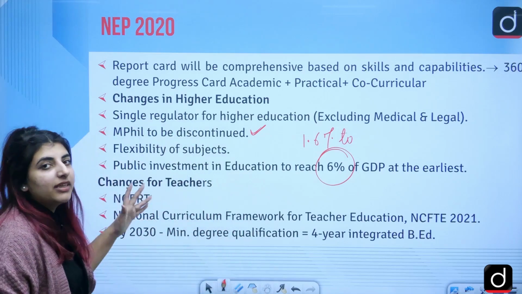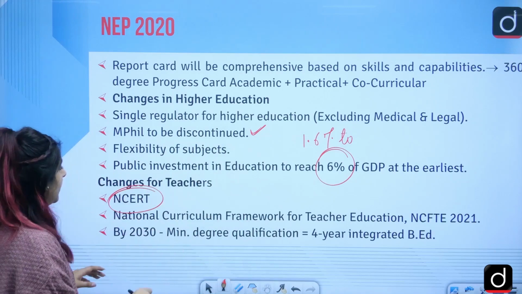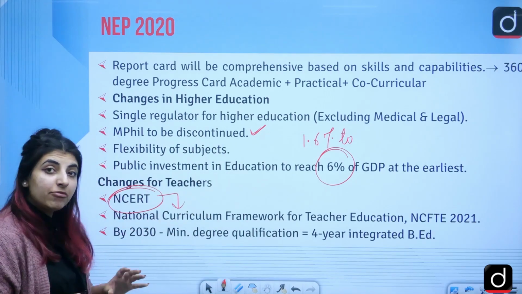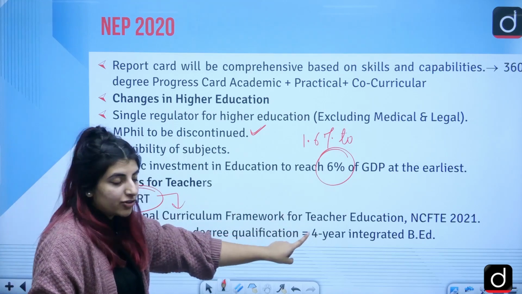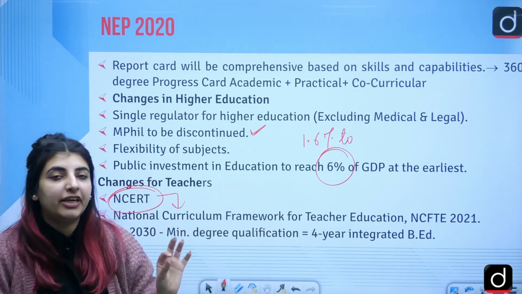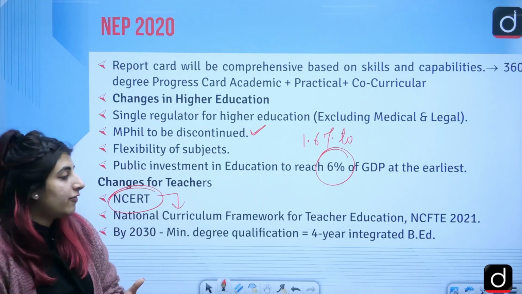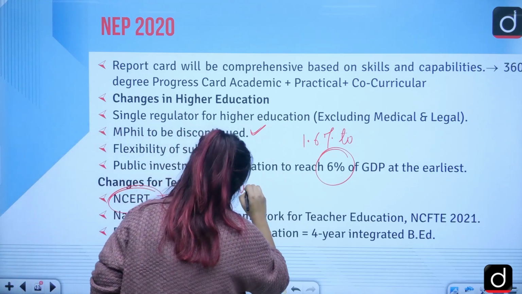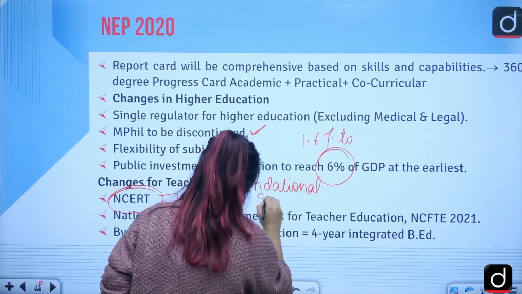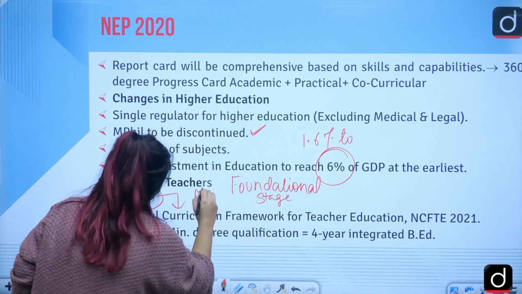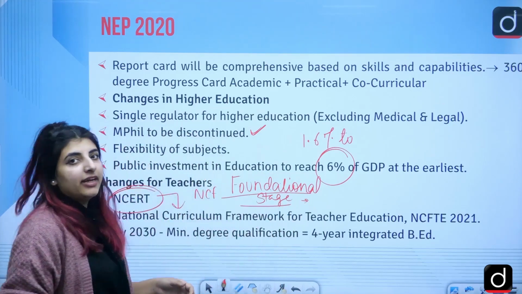Changes for teachers. What are the changes for teachers? NCRT should be established. It is established, but a curriculum framework for teachers should be there. That is the National Curriculum Framework for Teacher Education, which has been introduced in the year 2021. There has also been a framework introduced for the foundational stage of students. So NCF for the foundational stage has also been released, in the year 2020.